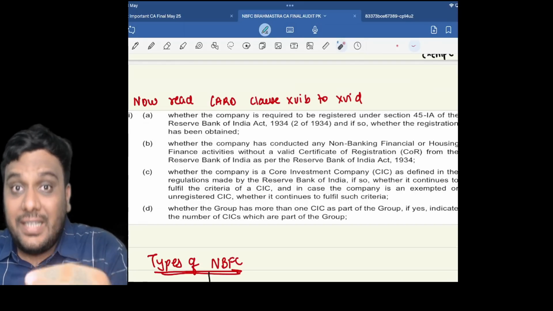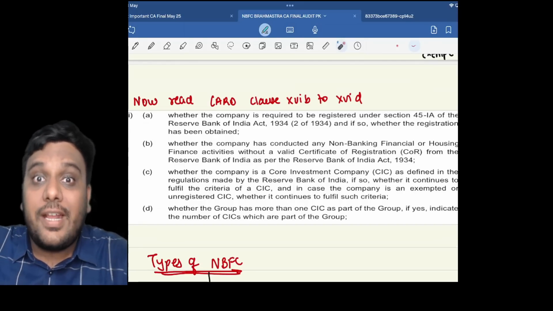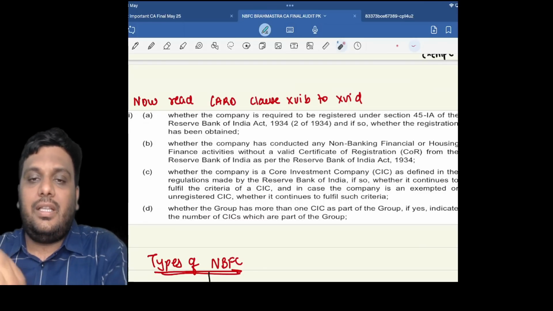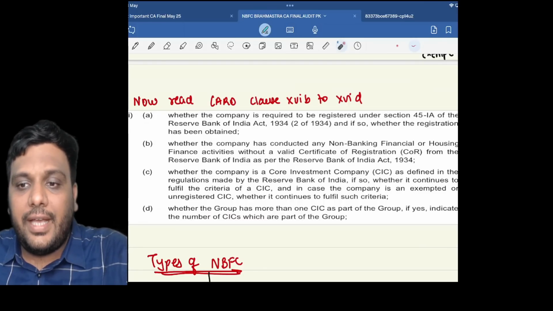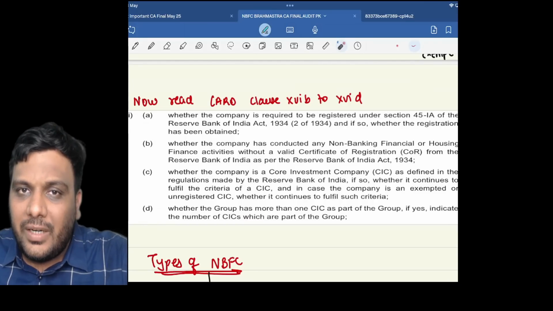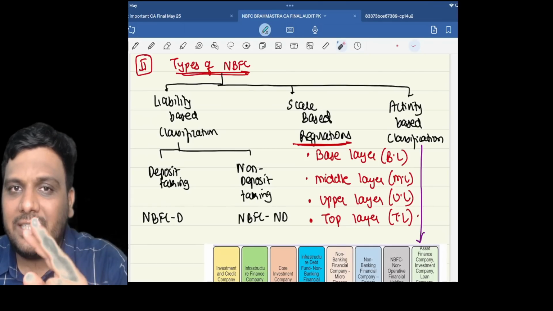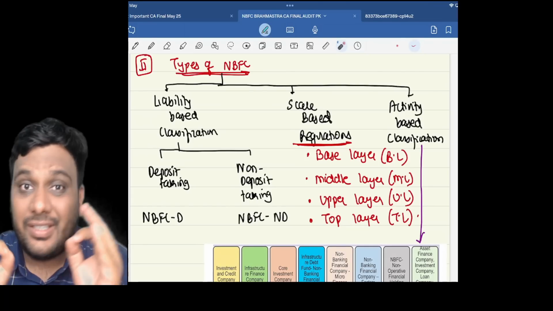Whether it is exempt from registration, asset size less than 100 crore or more, not accessing public funds. Then whether the company continues to fulfill the criteria of exemption from registration. And then 16D is just asking you whether there are more than one core investment companies as a part of the group.